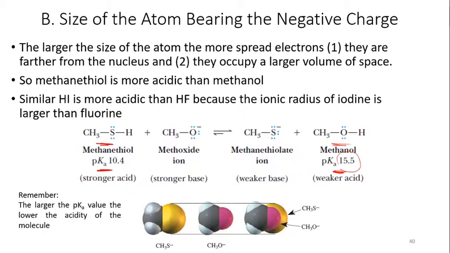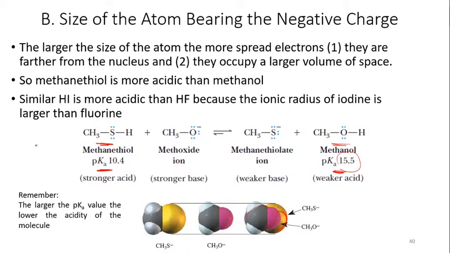The reason for that is, if you compare the three-dimensional structure or the geometry of the methanethiolate ion to the methoxide ion, you can see that it is larger. So the methanethiolate is larger than the methoxide ion. This means the distribution of the electrons will be more stabilized in that case. This gives a more acidic character to my molecule.